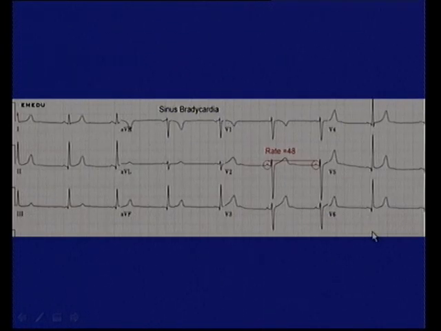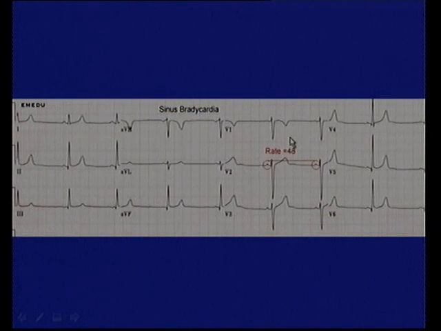Here, what you can see is that there is just a slowing of the heart rate. Let us take lead V1, lead V2. There is a P wave, a QRS complex, a T wave. Each of the P waves is followed by a QRS complex and a T wave. The only thing that is abnormal is that the RR intervals are very long. If you calculate the heart rate, it is about 48. So the diagnosis is sinus bradycardia.